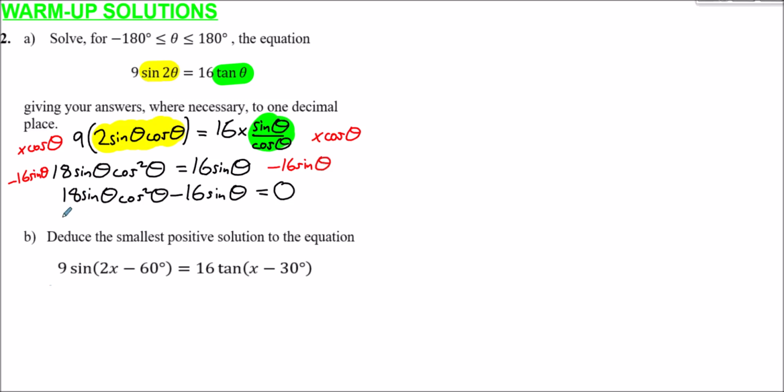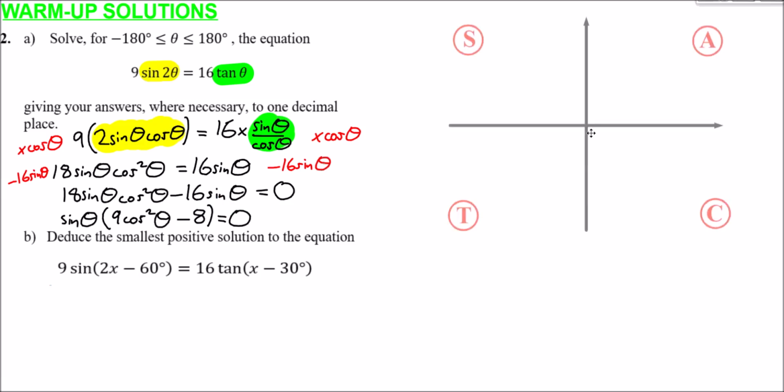So I'm going to have sine theta, brackets, then that's going to give me 9 cos squared theta on the inside, and then I'm going to go for minus 8 here, because obviously I've divided through by 2, equals 0. So because we're going to be solving a trig equation, and my preferred way is a cast diagram, I've just got one ready here.